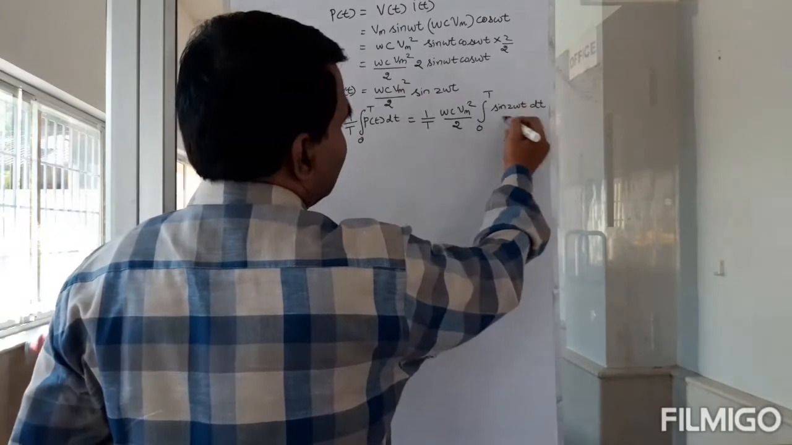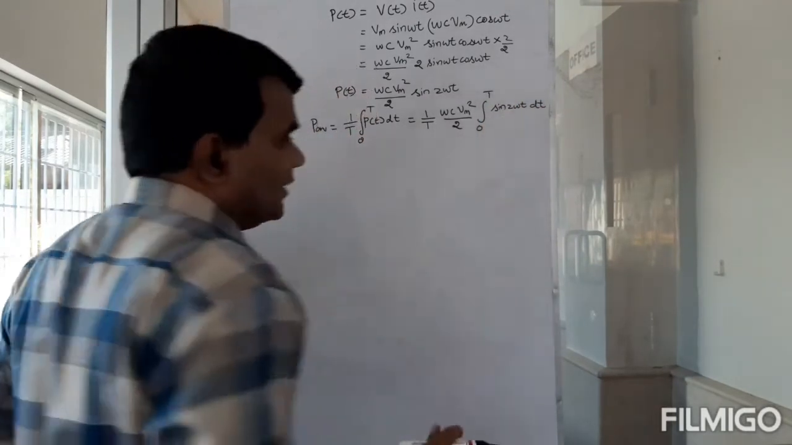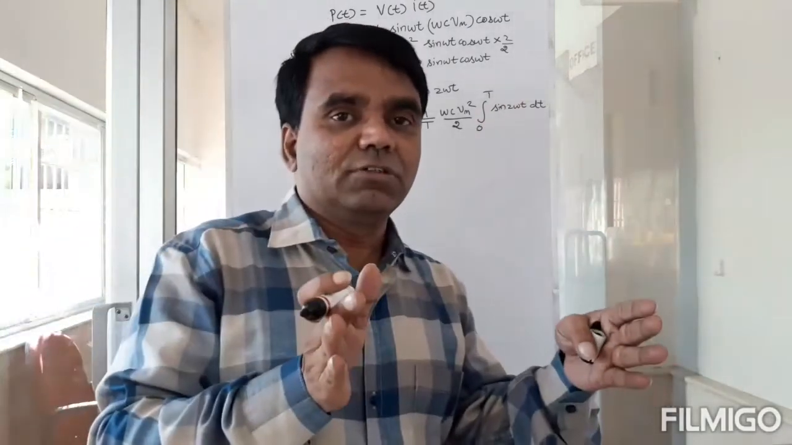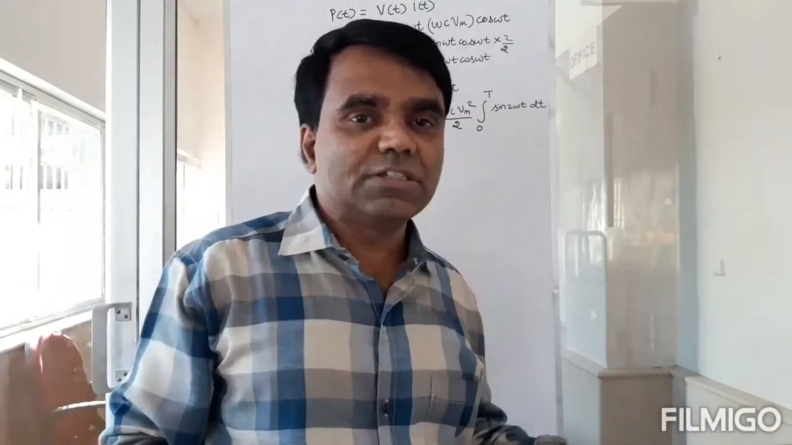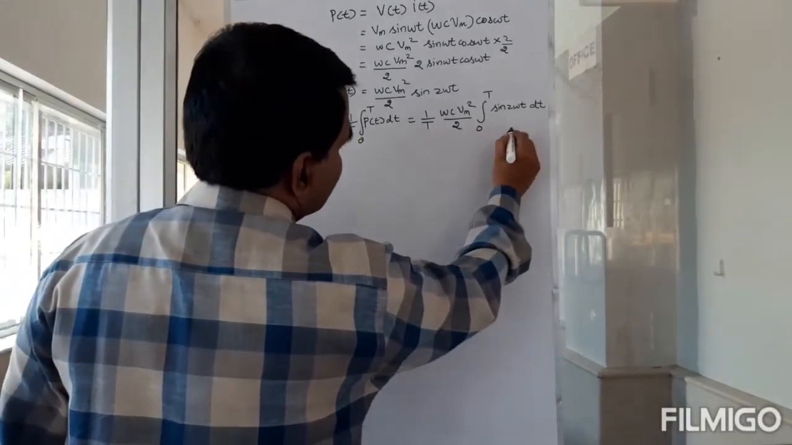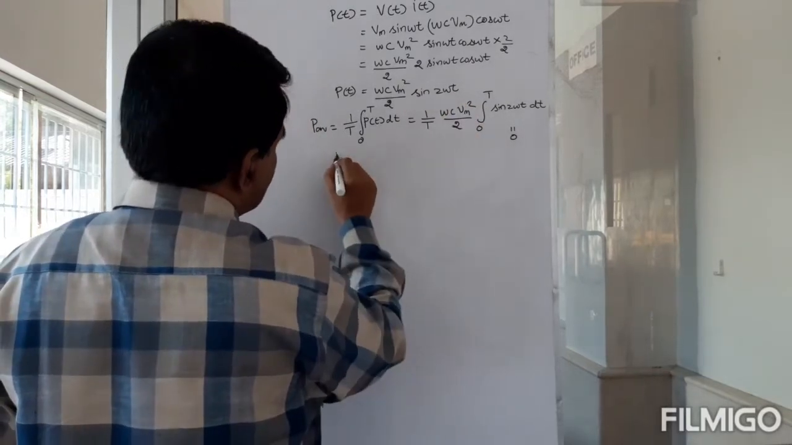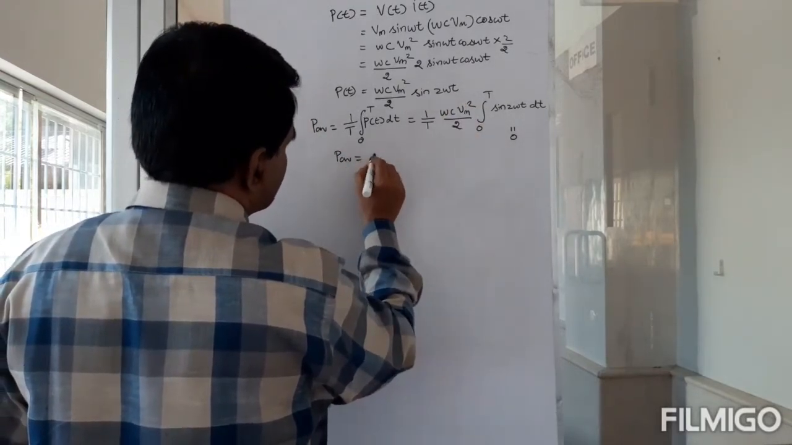So you know the value of this, right? Sine 2 omega t dt over one full cycle. The average value of a sine function over one full cycle is 0. So this term will become 0. If this becomes 0, everything else will be 0. So the average power is equal to 0.